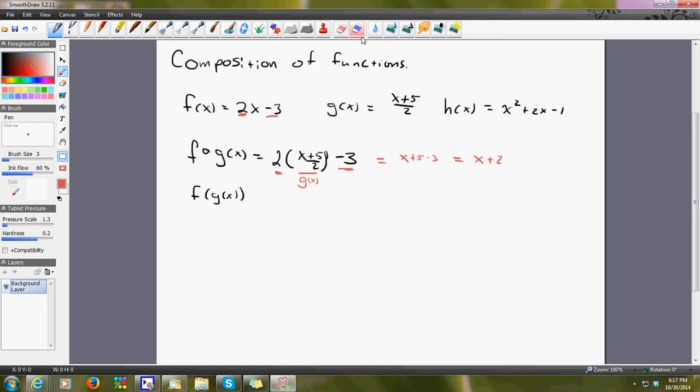And that's really all there is to it. You just plug it in, and you work from the function that's closest to the variable first, and you plug that into the neighboring function.